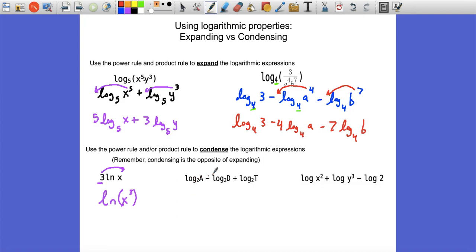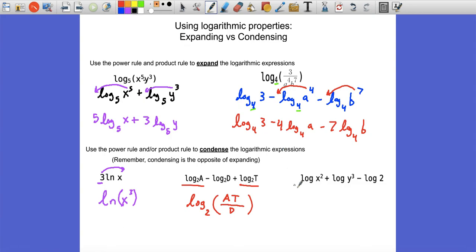So we look at the positive terms. Those are going to go up top. So we've got log base 2. Because we have positive and negatives, we know we're going to have numerator terms and denominator terms. The ones that were positive, these two, end up going on top. So we've got a times t. And then on bottom, the negative term goes there. So I've got a times t over d. And that's how we condense this expression.